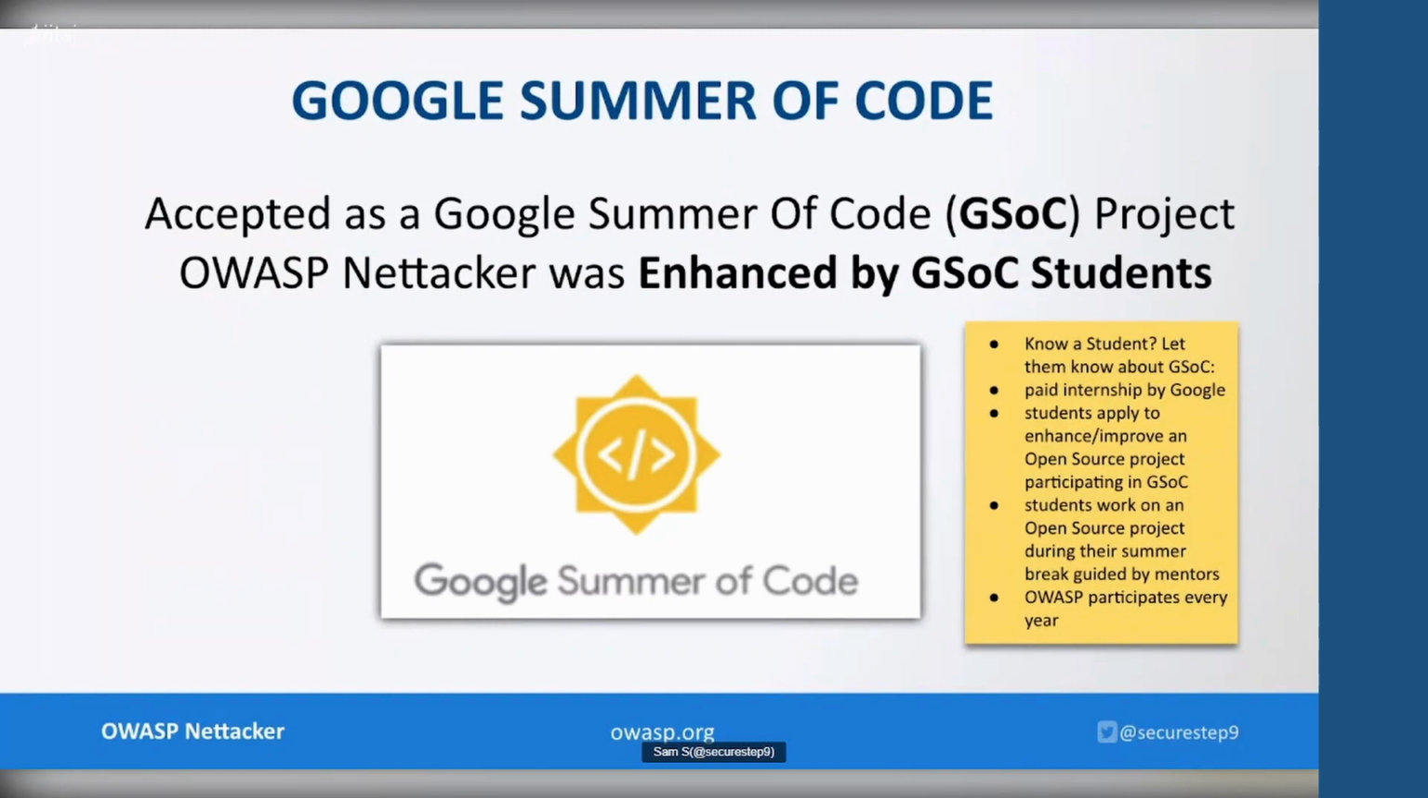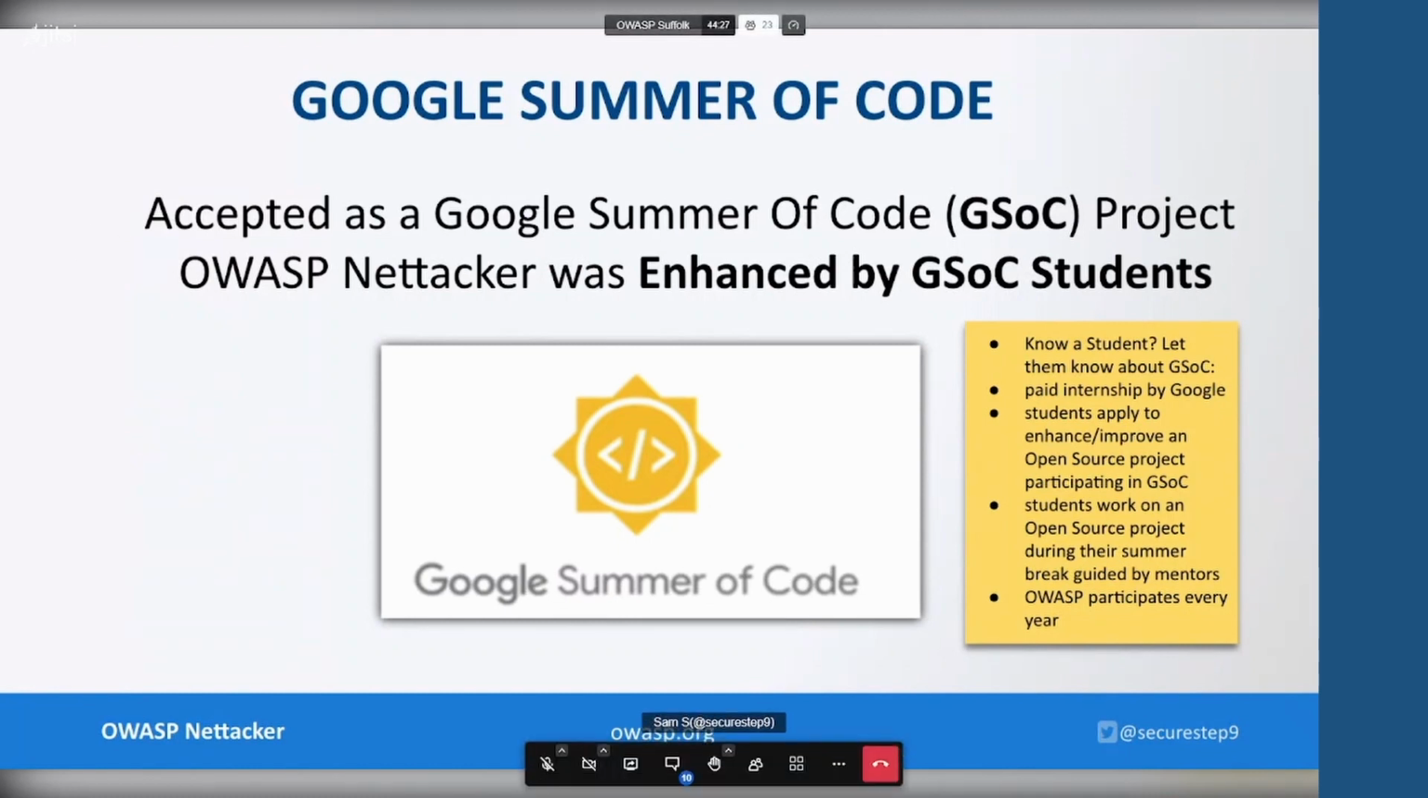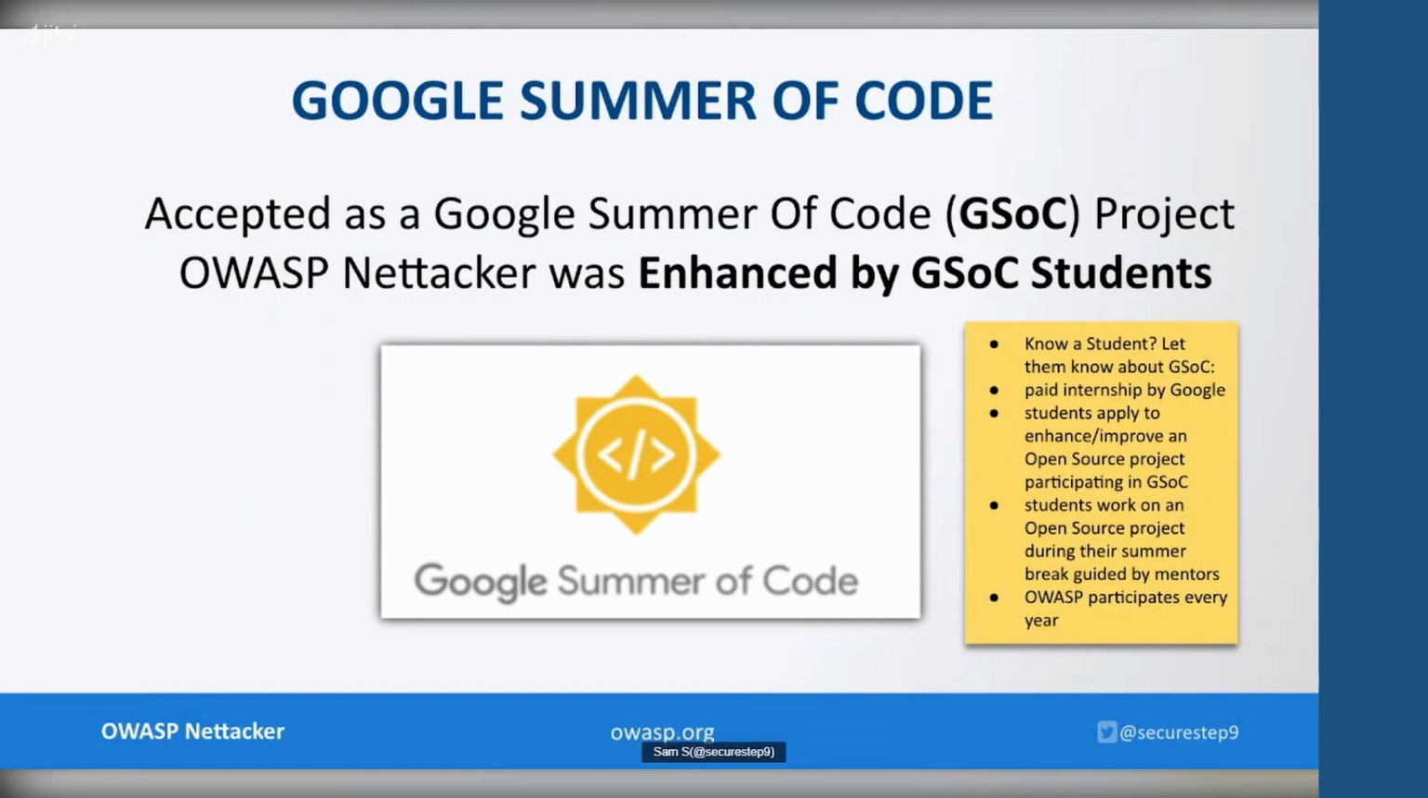This is for students who wish to spend their summer breaks working on an open source project of their choosing. The students have to submit an application form to Google, and they have to say which open source project they would like to work on and why. Obviously it then gets reviewed and Google allocates spaces, and they're paid. I think students get about $5,000 or $6,000 for that internship during June, July, and August.